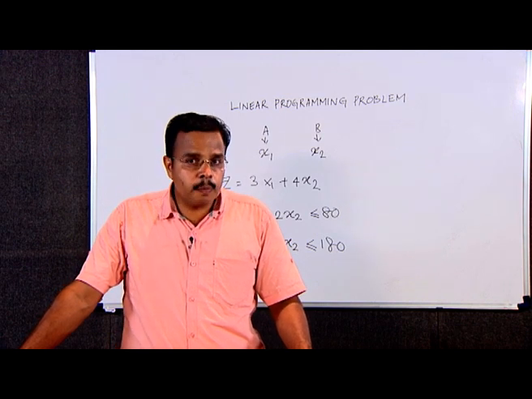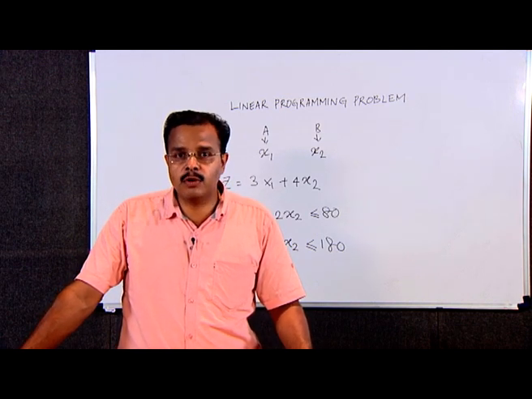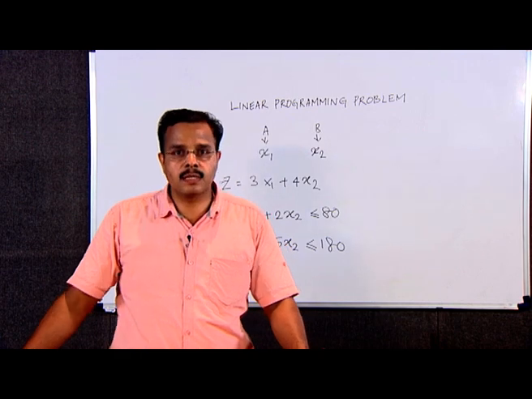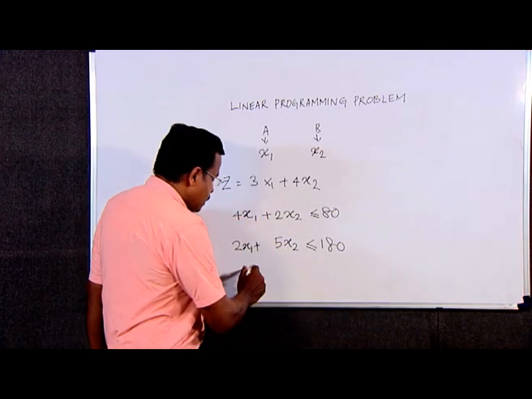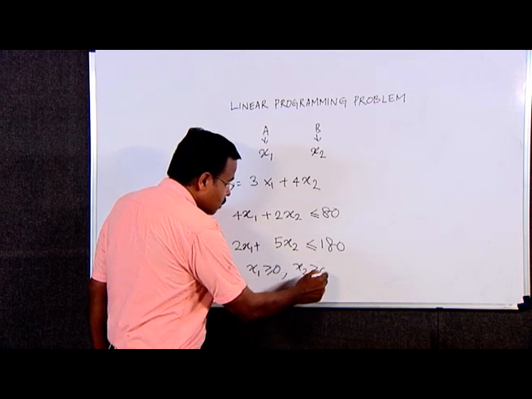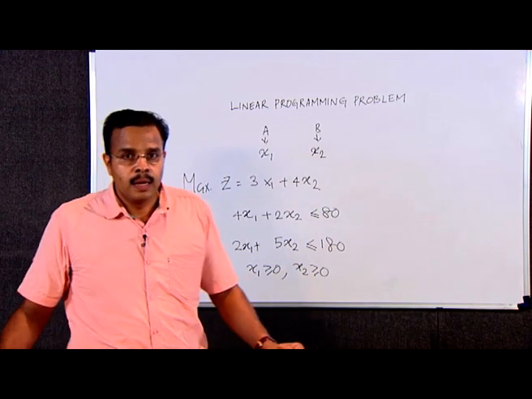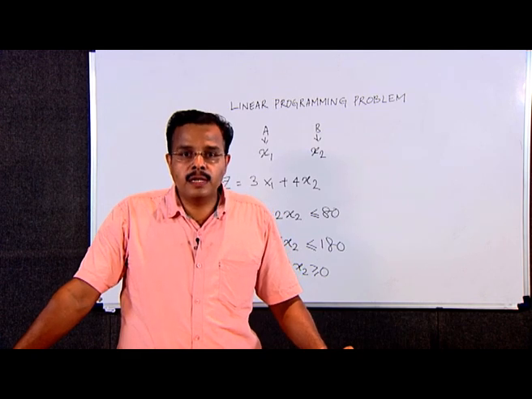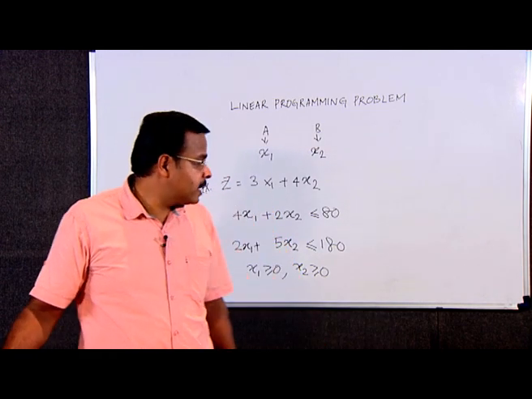Also, since it is not possible to produce a negative number of models, it is obvious that we must also have x1 greater than or equal to 0 and x2 greater than or equal to 0. Hence, the manufacturer's allocation problem can be formulated.